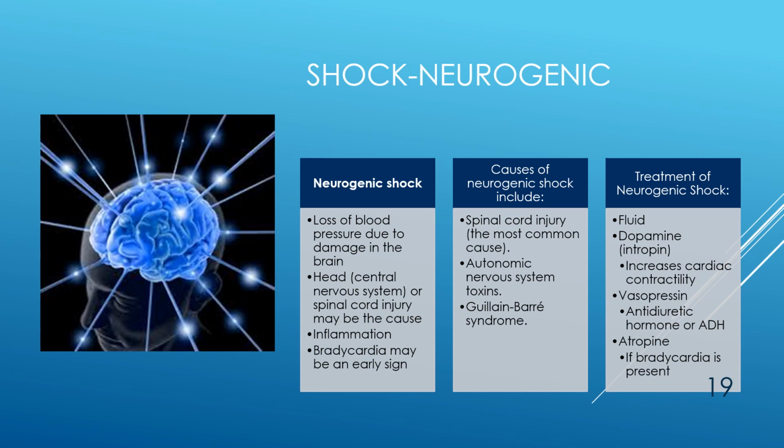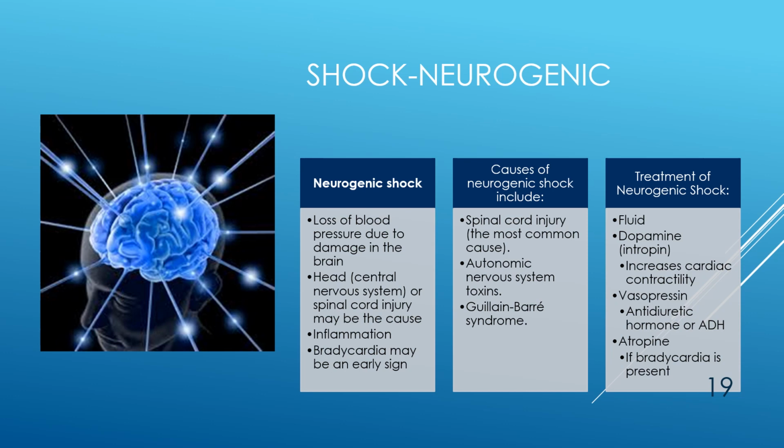How do you treat it? What are the treatments? You've got to understand the underlying etiology, what caused the neurogenic shock. You've got to give fluid administration. You may need to give dopamine. You need to increase cardiac contractility. You may need to give vasopressors. You may have to give atropine if bradycardia is present. So that is the management of neurogenic shock.